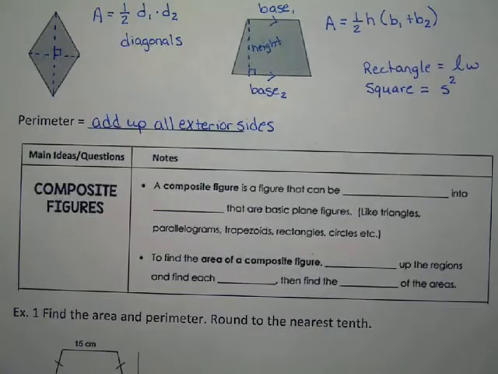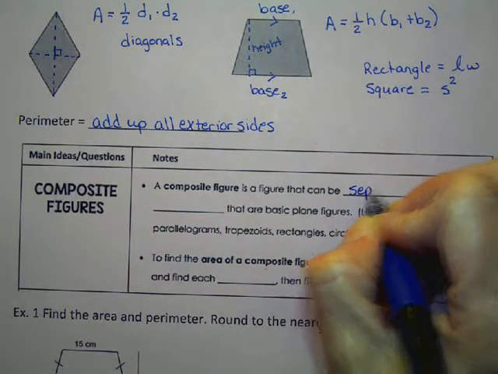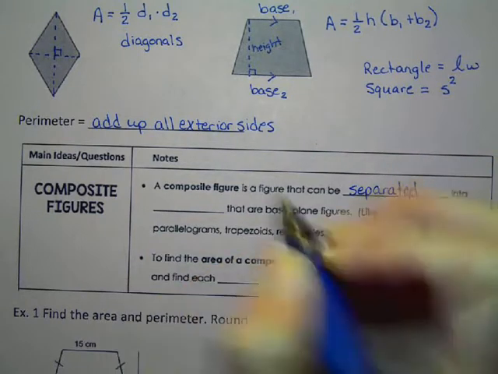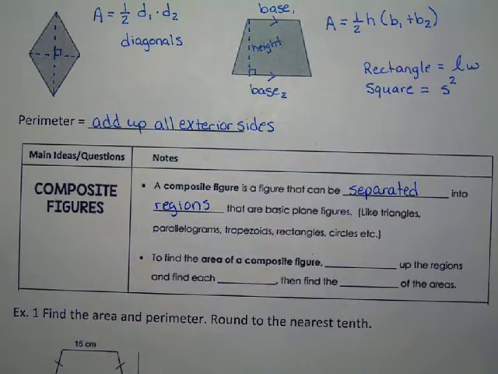Now we're going to talk about composite figures. So we're taking it to a next level with some of our geometry skills. This time we're going to do composite figures. A composite figure is a figure that can be separated into regions or shapes that are basic plane figures, like triangles, parallelograms, trapezoids, rectangles, circles.